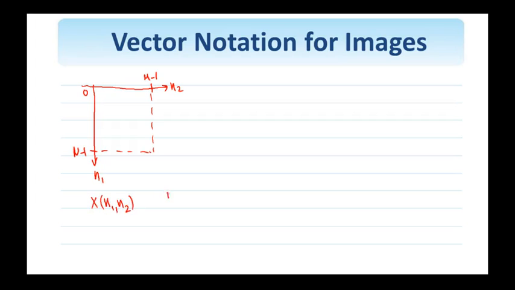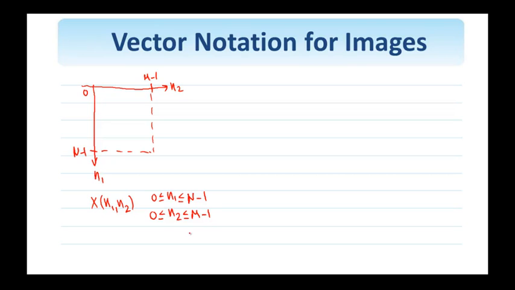Before we proceed, we'd like to introduce a vector notation for images and then a matrix vector notation for the convolution equation. So let's assume we have an image of dimensions n by m. So this is the image here. The standard way we've been using so far to represent an image is x of n1, n2, where n1 ranges from 0 to n minus 1 and n2 from 0 to m minus 1.